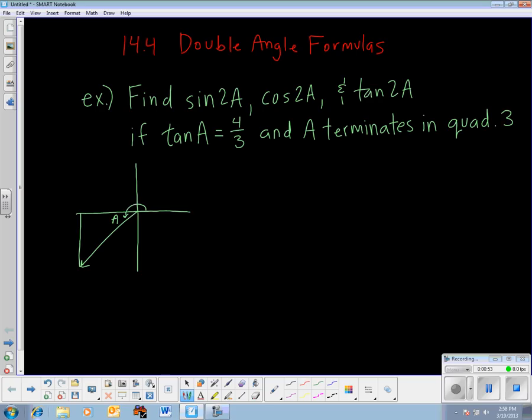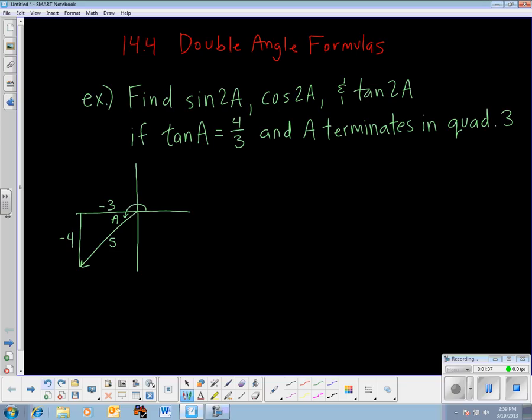And if the tangent is 4/3, remember that's opposite over adjacent. Technically, that's -4 over -3 to make 4/3. Since we're over in quadrant 3, we're going left and down, which makes our hypotenuse 5 because it's a 3, 4, 5 right triangle. By the way, I have to tell you it's in quadrant 3, so you know it's not up here, which would have different sines, cosines, and tangents. So let me get rid of that. If this is the case, then I'm going to use the formulas given in this section along with this triangle setup to solve for sine 2A, cosine 2A, and tan 2A.